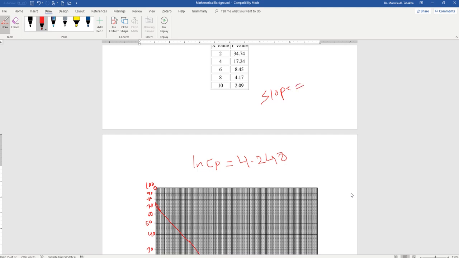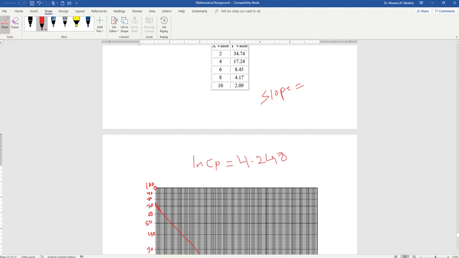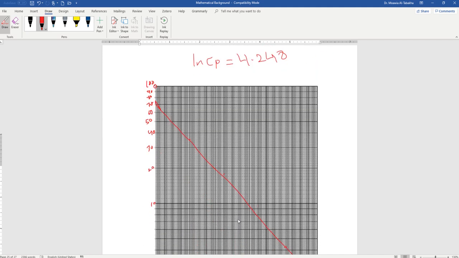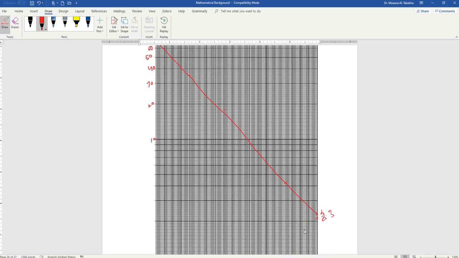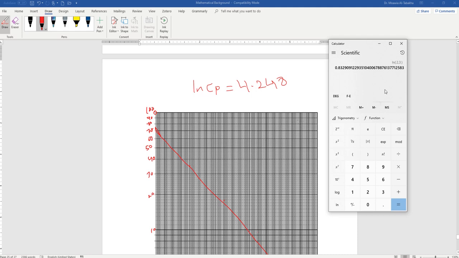It's equal to ln 70, we agreed it's 70. Ln 70, yes, 4.248 minus ln 2.3. That's what we agreed here. Ln 2.3, which is 0.8329. Okay, let us save this one.